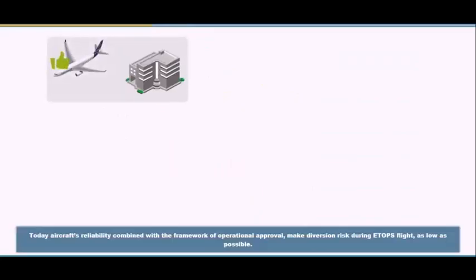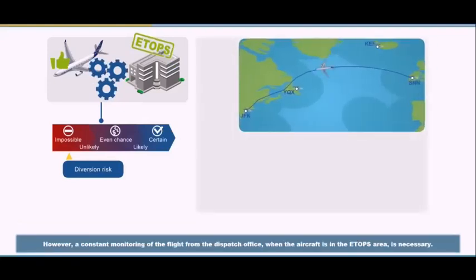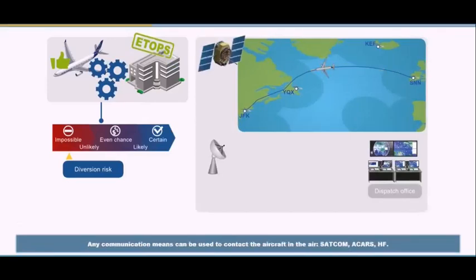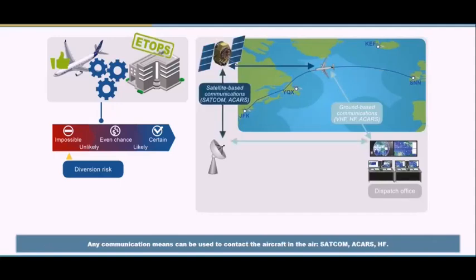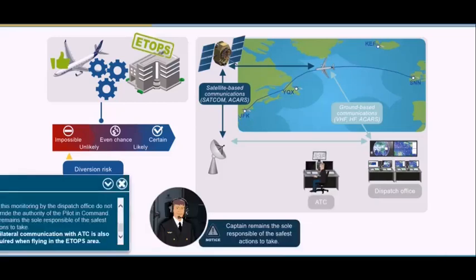Today, aircraft reliability combined with the framework of operational approval make diversion risk during ETOPS flight as low as possible. However, constant monitoring of the flight from the dispatch office, when the aircraft is in the ETOPS area, is necessary. Any communication means can be used to contact the aircraft in the air: SATCOM, ACARS, HF. But this monitoring by the dispatch office does not override the authority of the pilot in command. He remains the sole person responsible for the safest actions to take. A bilateral communication with ATC is also required when flying in the ETOPS area.